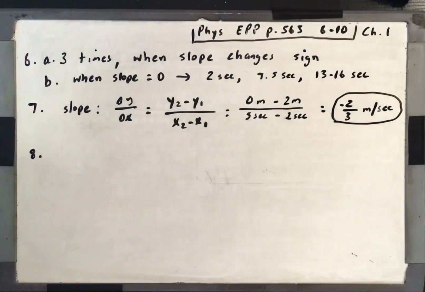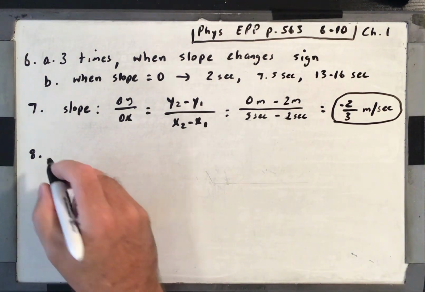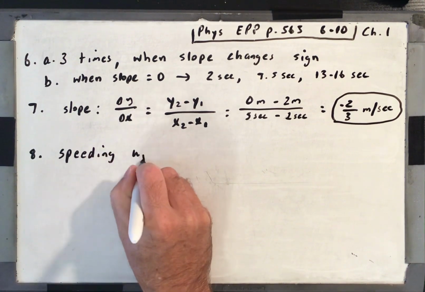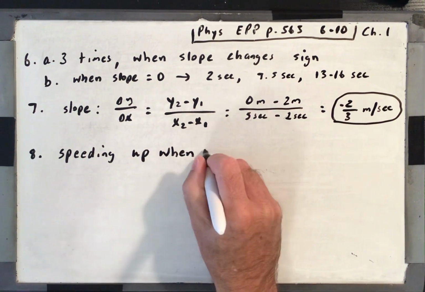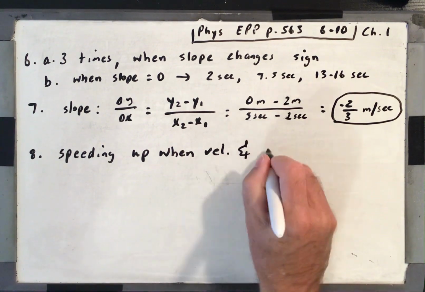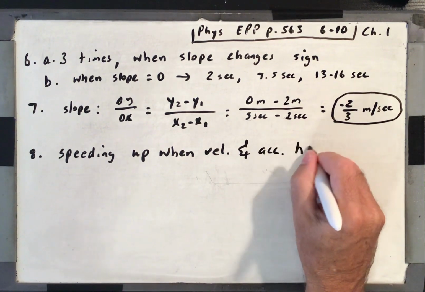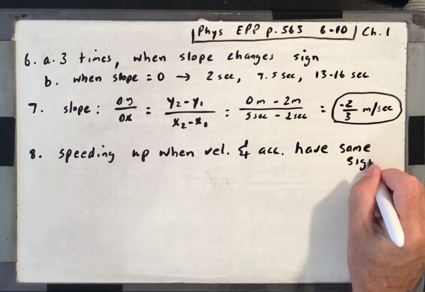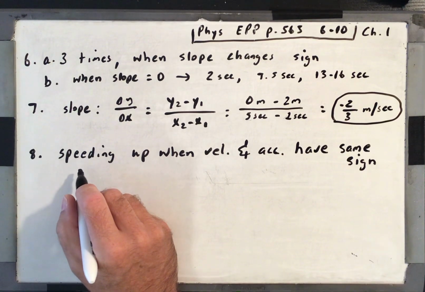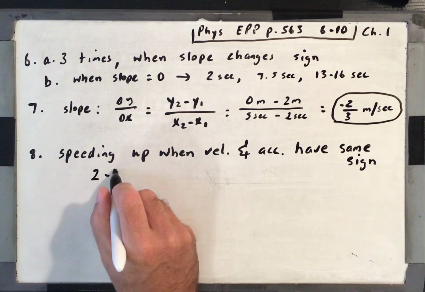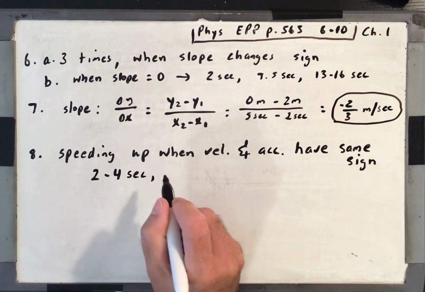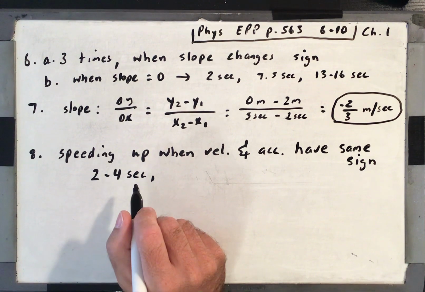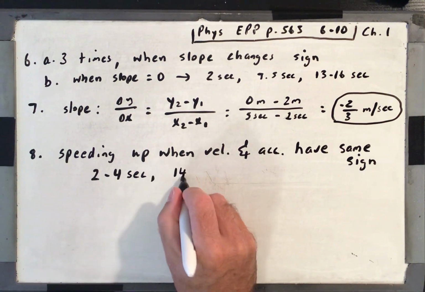So speeding up, I'm going to go ahead and write this out again. It's speeding up when velocity and acceleration have the same sign. So on our particular graph, that's going to be between 2 and 4 seconds. And you'll definitely have to read these kinds of graphs on the test. And between 14 and 16.5 seconds.